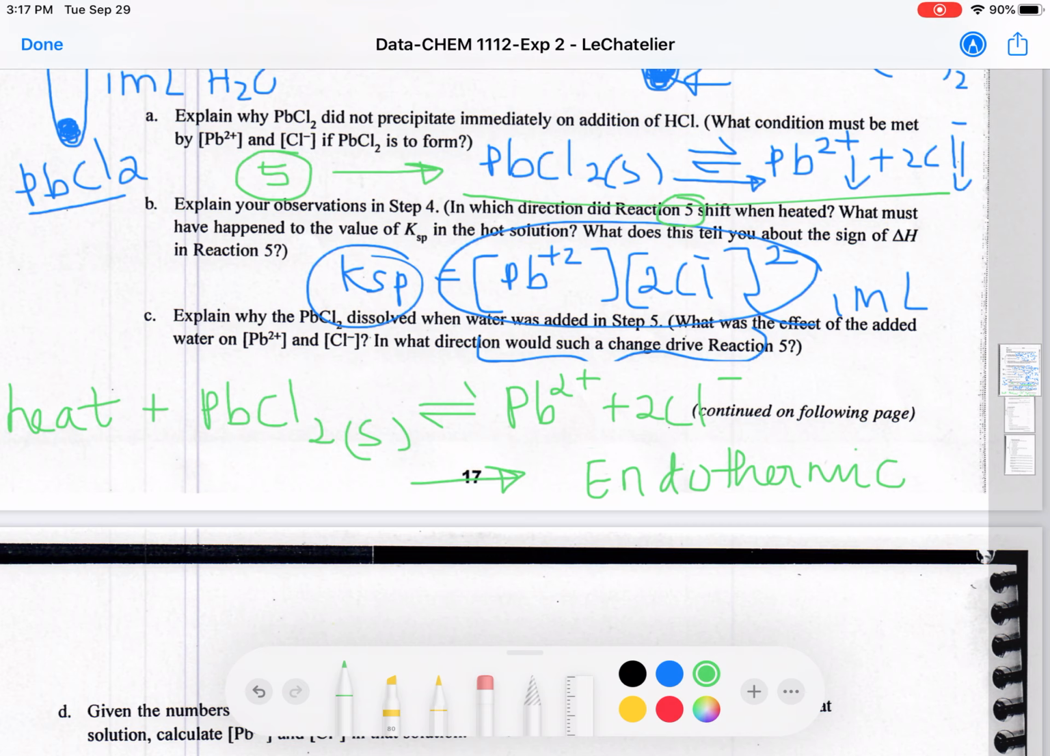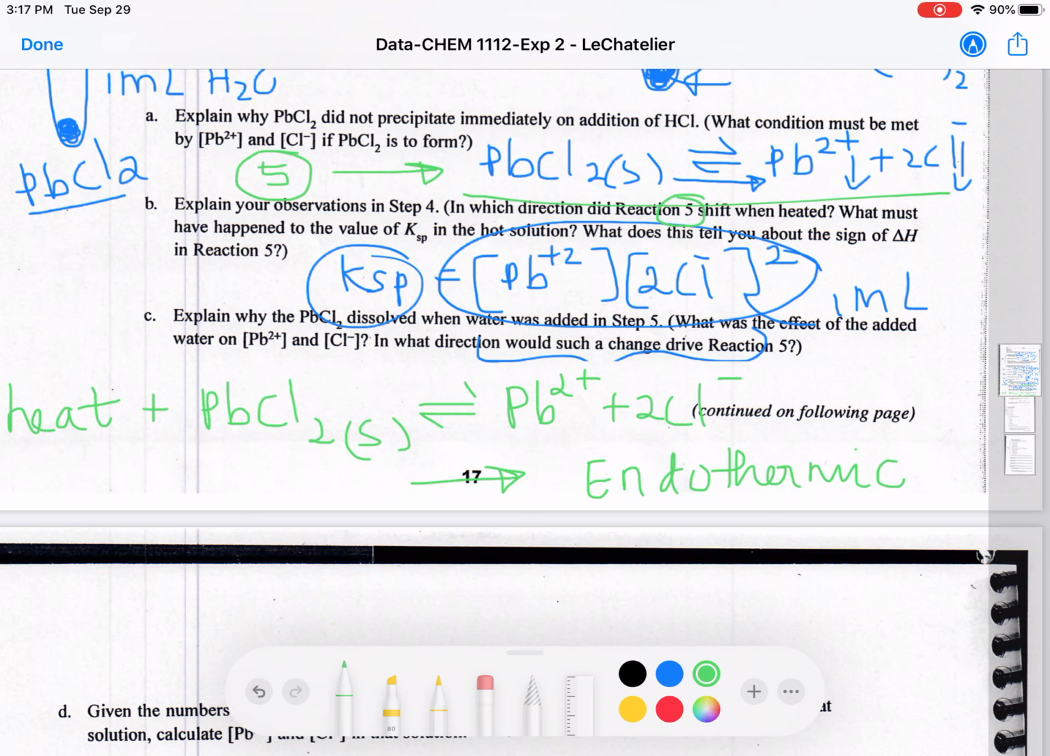Reaction 5 is an endothermic process, meaning to dissolve lead chloride, we need heat. But the reverse, the formation of the lead chloride from lead ions and the chloride ions together, is a reverse reaction and is exothermic. Okay.